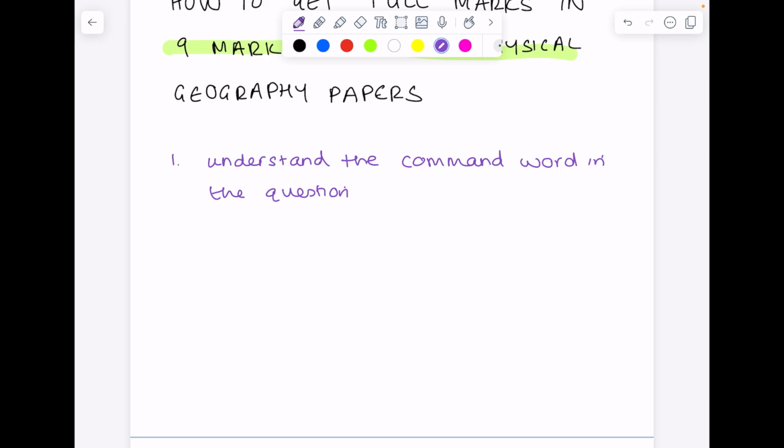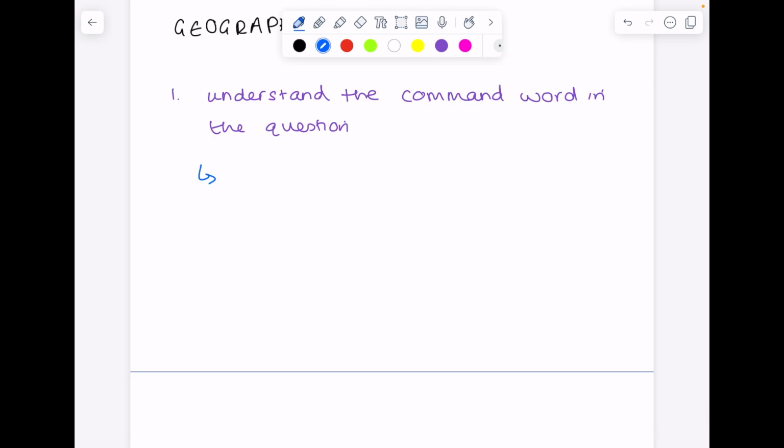And there's all different types of command words, from compare, describe, explain, suggest, examine, assess, analyse, evaluate, discuss. So if it's a question to do with explaining, it's important that you write about the causes of the geography shown in the pictures and diagrams, and that you don't just simply describe what you see in those pictures.